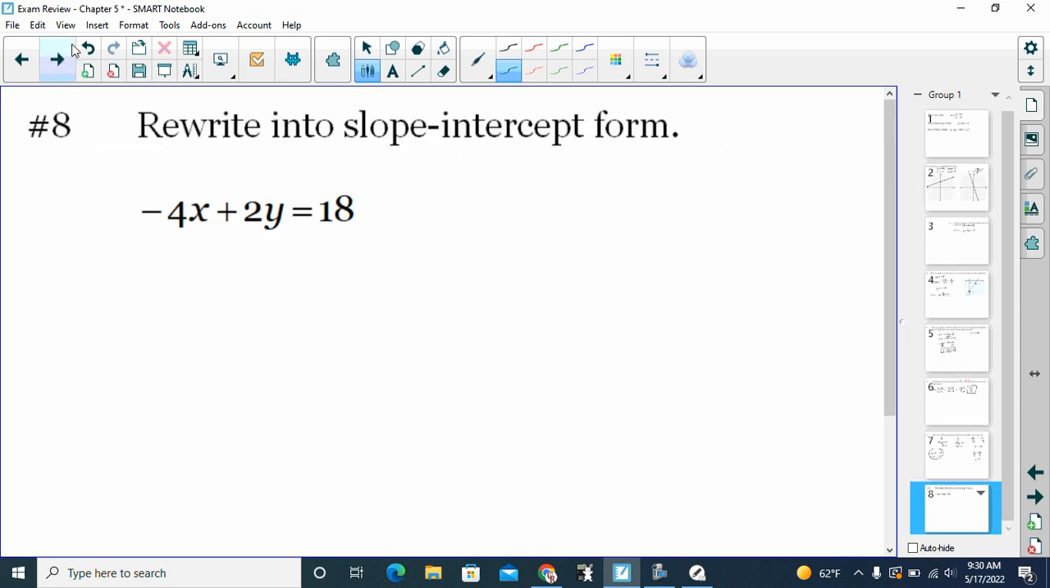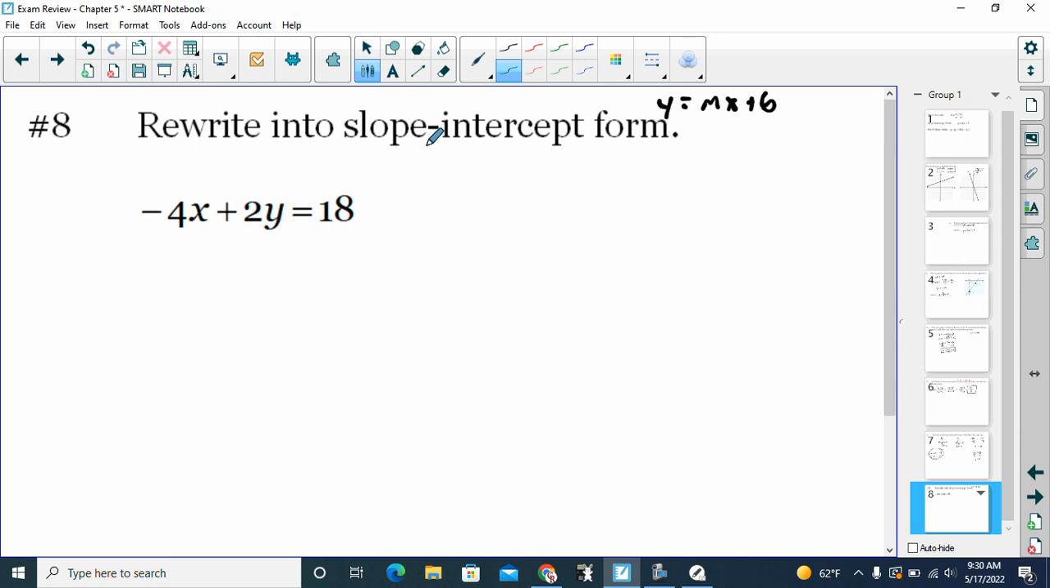And finally, number 8 gives us an equation with x and y on the same side. This is called standard form. It's not one you need to know the formula for. But I've got my x's and y's on the same side, and it asks us to rewrite this into slope-intercept form. Slope-intercept form, again, remember, is y equals mx plus b. So we need to get y by itself. I need to solve for y.